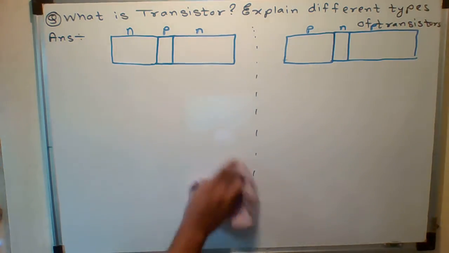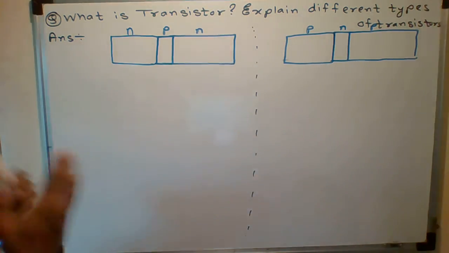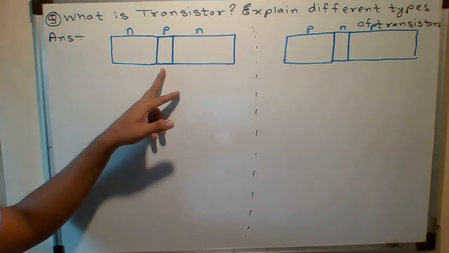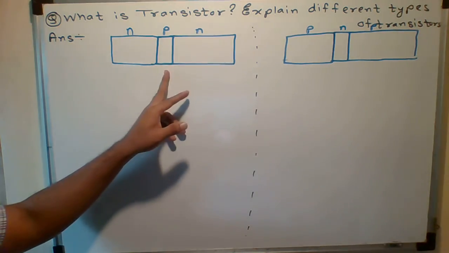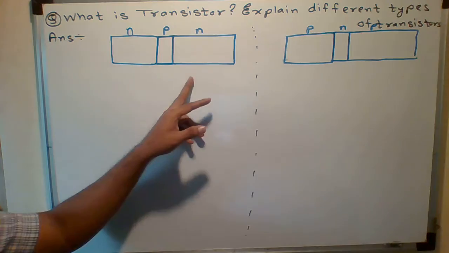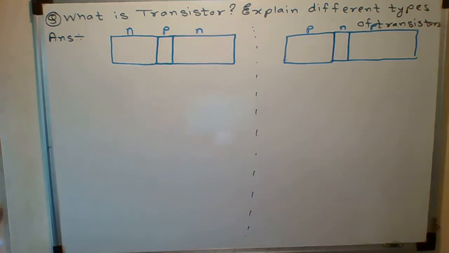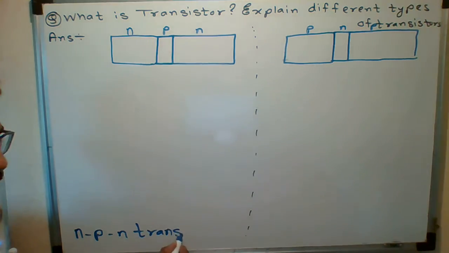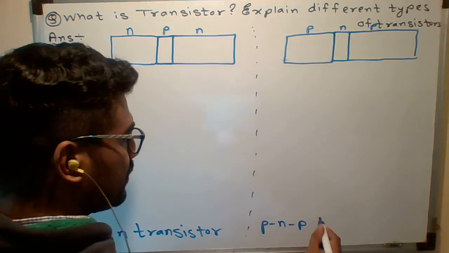Okay. But in those two diodes, when we sandwich any one of the semiconductors, then that gives the name. Here P is sandwiched between two N type semiconductors. Here N semiconductor is sandwiched between two P type semiconductors. Okay, that's why it is called an NPN transistor. So here I will say this is an NPN transistor. And what is the name of this transistor? PNP transistor.